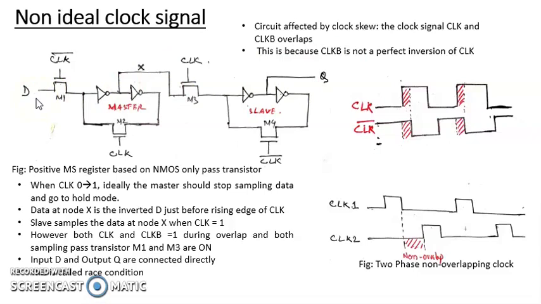This condition is called race condition, during which a wrong value of D may be presented to the output Q. Now this can be avoided if we use two separate clocks, clock 1 and clock 2. This is called a two-phase non-overlapping clock, where you can see there is a non-overlapping period between these two clocks. During this non-overlapping period, both the transistors M1 and M3 remain off and input D is isolated from the output Q, and the circuit is said to be in high impedance state.